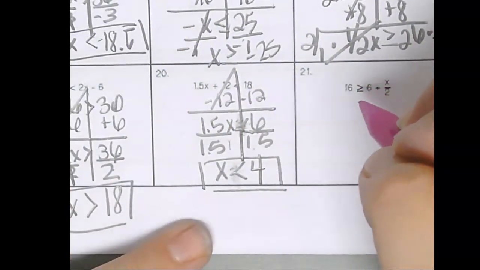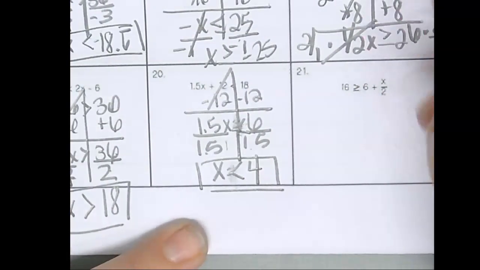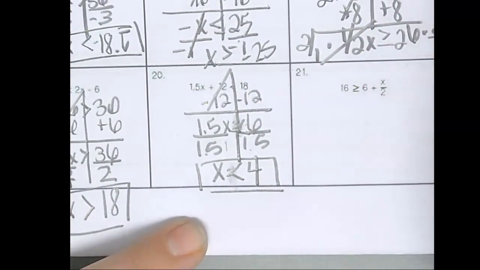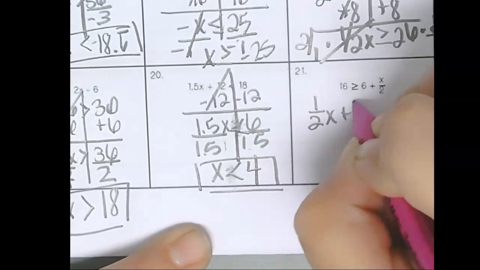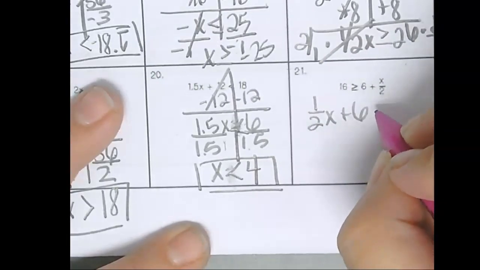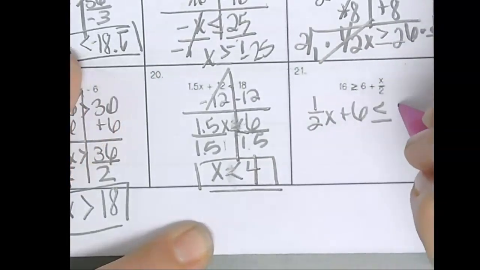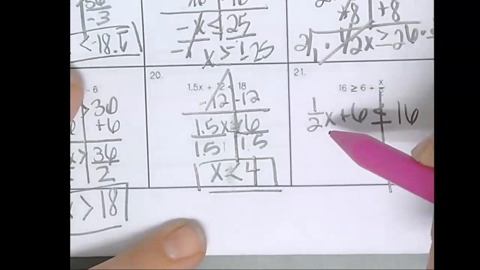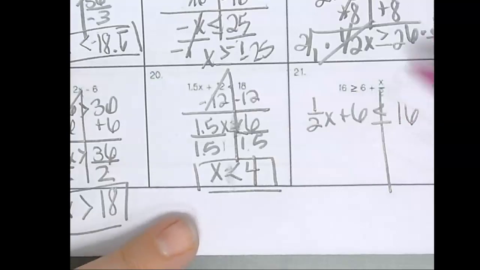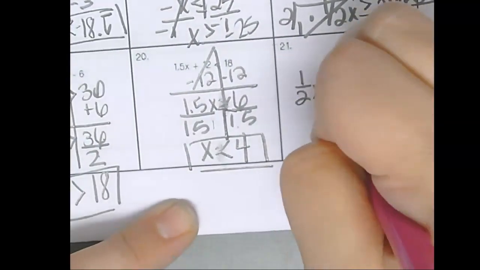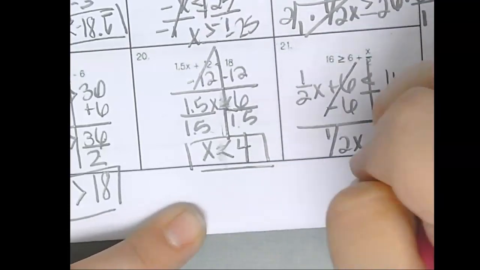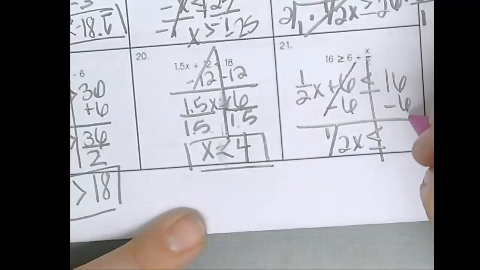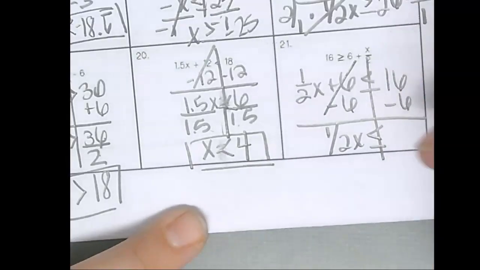And last one, number 21, we have 16 is greater than or equal to 6 plus half of x. So what we're going to do is rewrite this. I'm going to say 1.5 of x plus 6 is going to be less than or equal to 16. And the reason I'm doing that is to get the variable on the left-hand side. It prevents me from having to flip down there later and all that good stuff. So we're going to take away 6 from both sides, create that 0 pair. I have 1/2 of x is less than or equal to 16 minus 6, or 16 and negative 6, if we combine them, is going to give us 10.